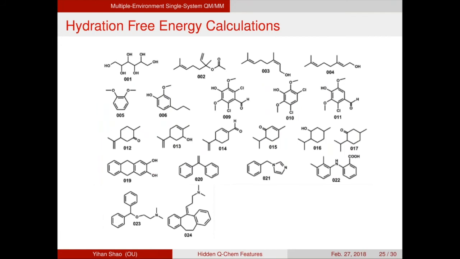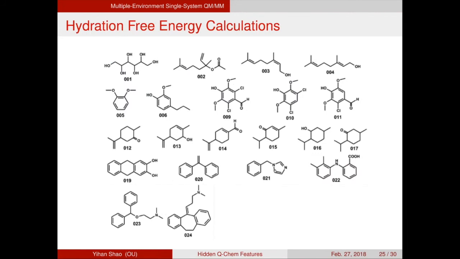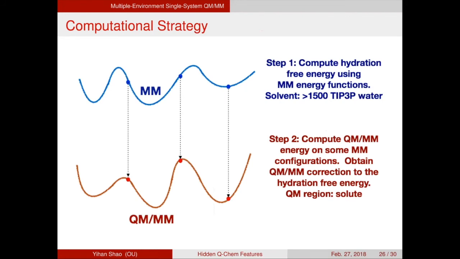Here, I just want to show you how we can use this idea, the MESS QM/MM method, to speed up solvation energy calculations. I have a bunch of molecules that look pretty rigid. The way we compute solvation energy in this particular case, hydration energy, namely the free energy cost of transferring any of those molecules from gas phase into a water solvent environment, is we will use explicit solvent models.